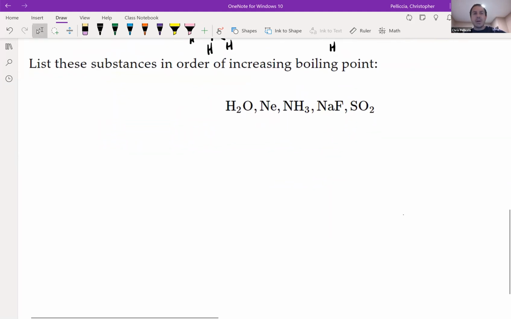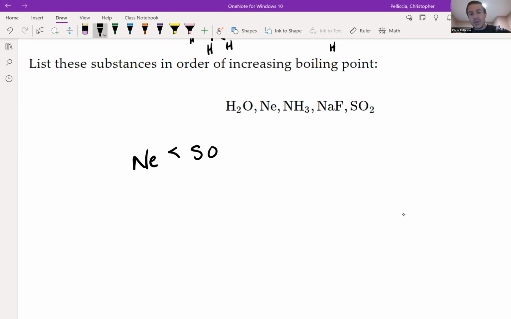The last problem in this problem set asks us to list these substances in order of increasing boiling point. What we're looking to do here is to find the substance that has the weakest intermolecular forces, and that will be the lowest boiling point, and then rank them in progressively increasing orders of intermolecular forces, which is again a good proxy for boiling points. Looking at this list, neon atoms will interact with each other via weak van der Waals interactions. That's going to be our lowest intermolecular force.